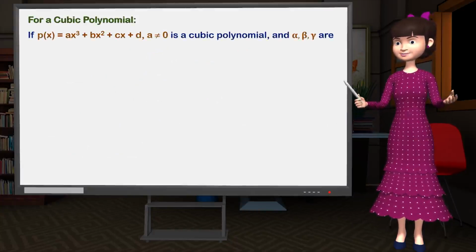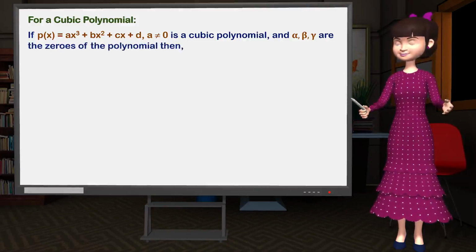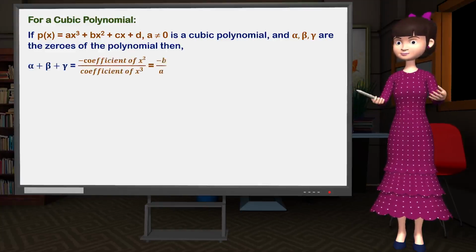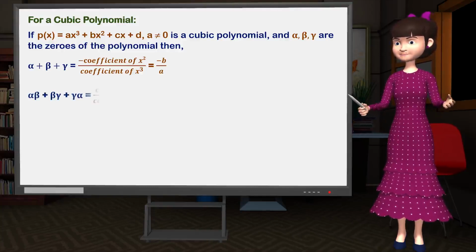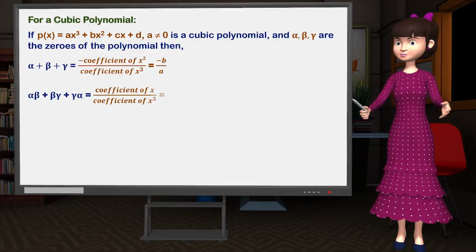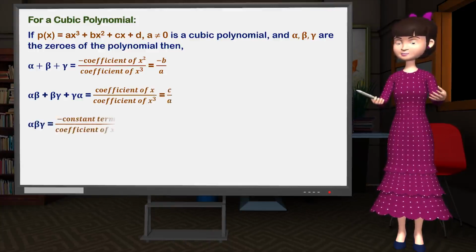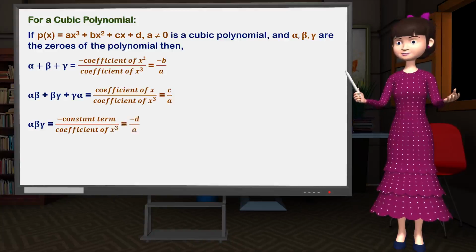For a cubic polynomial, if p of x is equal to ax cube plus bx square plus cx plus d, where a is not equal to 0, is a cubic polynomial and alpha, beta, gamma are the zeros of the polynomial, then alpha plus beta plus gamma is equal to minus coefficient of x square by coefficient of x cube is equal to minus b by a, and alpha beta plus beta gamma plus gamma alpha is equal to coefficient of x by coefficient of x cube, which is equal to c by a, and alpha beta gamma is equal to minus constant term by coefficient of x cube, which is equal to minus d by a.